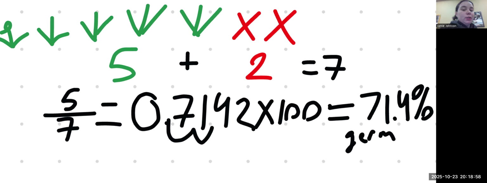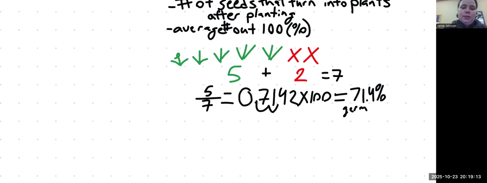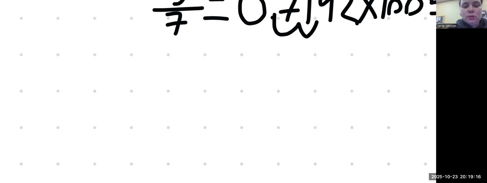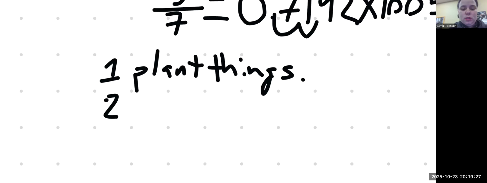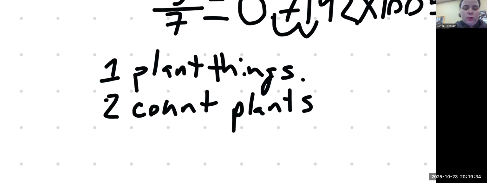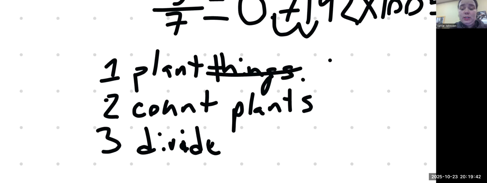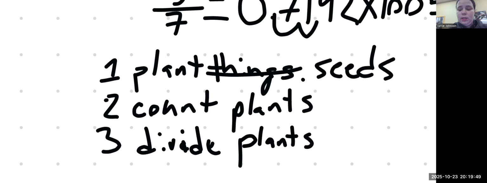And so this is fairly simple to calculate forwards once you know what you're doing, because it is right off the steps. 1, plant seeds. 2, count plants. 3, divide plants by total seeds.